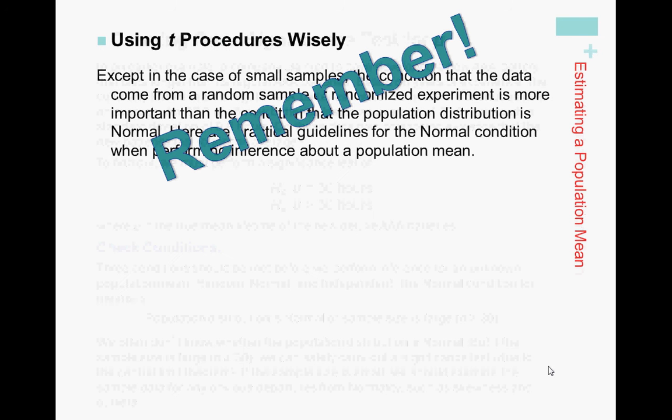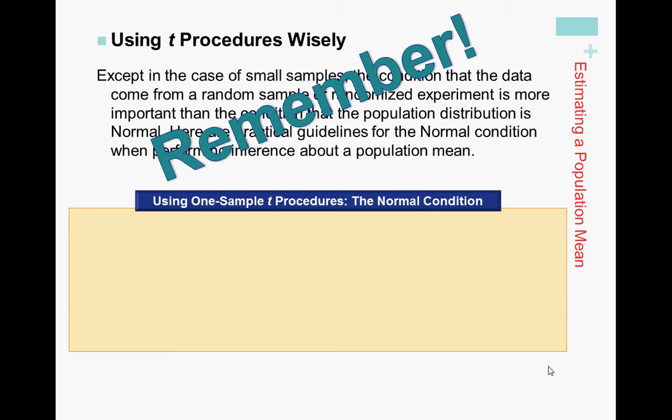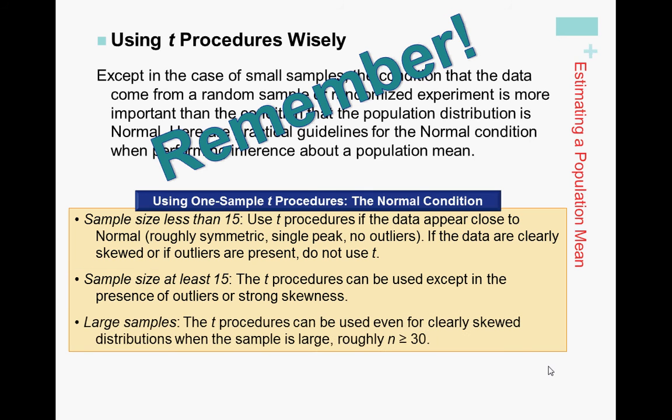So just a reminder, this slide is actually just a copy of one we've had before, but I wanted you to remember how we deal with it when we have samples that are smaller than 30. So you see in the first one it says, if the sample size is less than 15, then we can only use t procedures if the data appear close to normal, meaning roughly symmetric, single peak, and no outliers. It doesn't have to be exactly normal, but it has to look pretty close to normal. And if there's skewness or outliers, then we can't use t procedures.